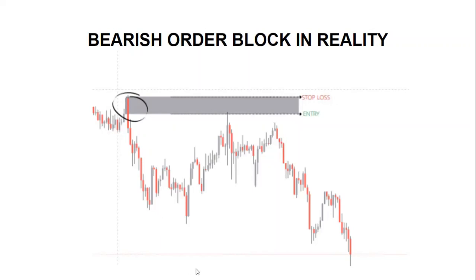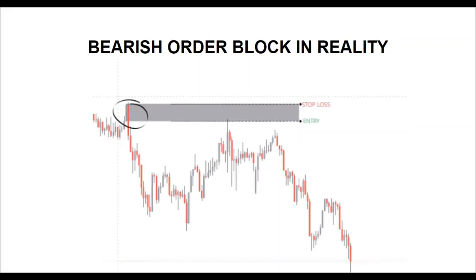Are you with me? I hope you understand that. Yeah, the candle just before a large movement is an order block. That's the summary. You have said it all.